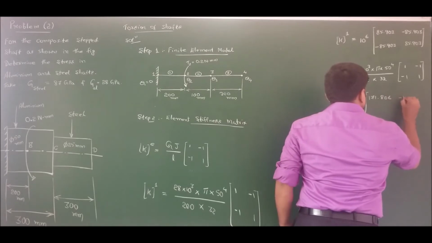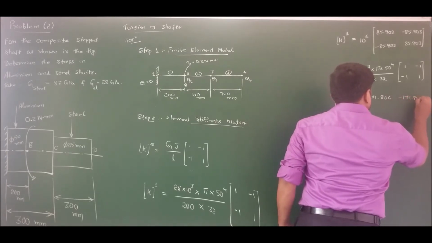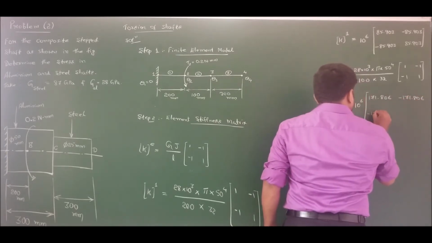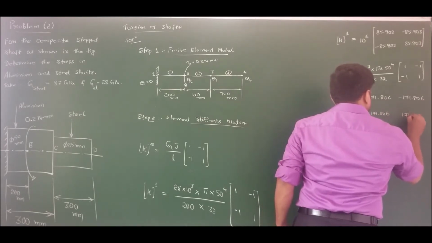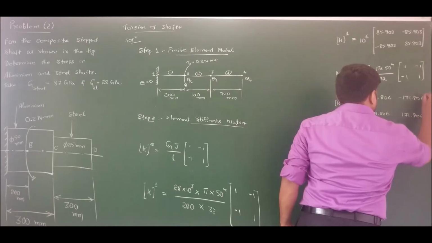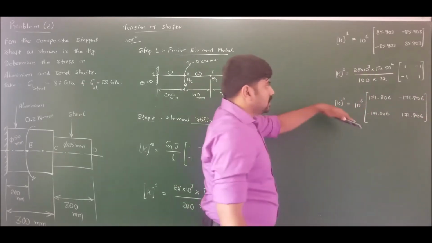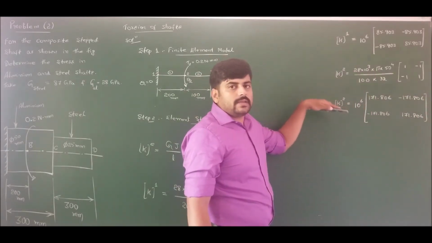[171.806, -171.806; -171.806, 171.806]. This completes the element stiffness matrix of element 2.